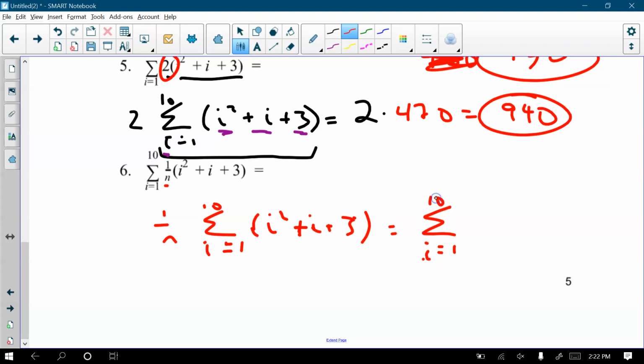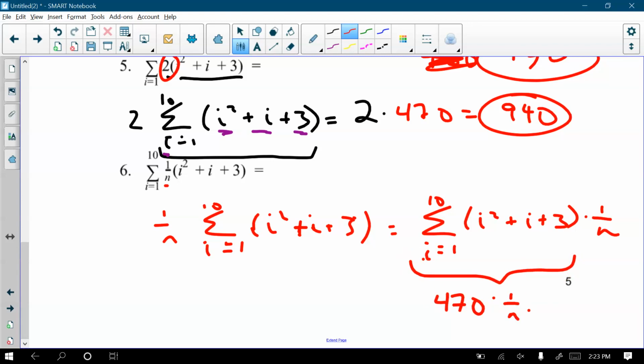And here, we could also write this way and leave the 1 over n inside. You'll see that we'll actually be doing that in the later problems for a very particular reason. Doesn't matter where you put that 1 over n, on the inside or on the outside, it's fine. Either way, we already got the summation, which I believe was 470. So we have 470 times 1 over n, which is equal to 470 over n. Done. Next.